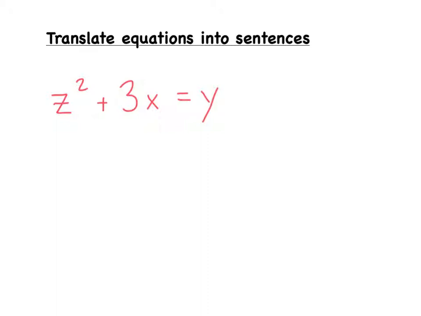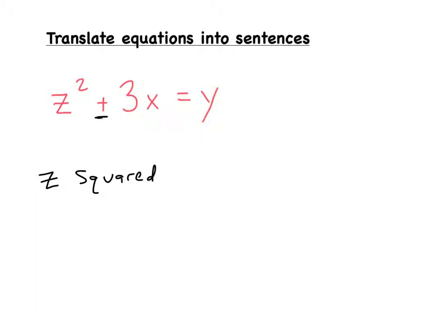Now we want to translate the equations into sentences. What I highly recommend is to look back in your notes to where the specific operations and what words go along with them. So when we're translating this equation into a sentence, let's just start off with the first part. So we have z squared. So we write it out. Z squared.